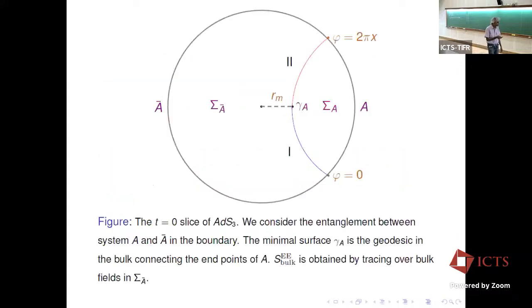So let me give you the geometry again. This is, say, AdS3 sliced at t equals 0. This is the minimal geodesic, and gamma A will be the length of the geodesic, for instance. The geodesic gamma A divides the two regions, sigma A and sigma A bar, and we have to trace over one of them. And this 2 pi x is the circle or arc length along the boundary. So this is the geometry. I think this geometry is simple enough for all the people in this meeting.